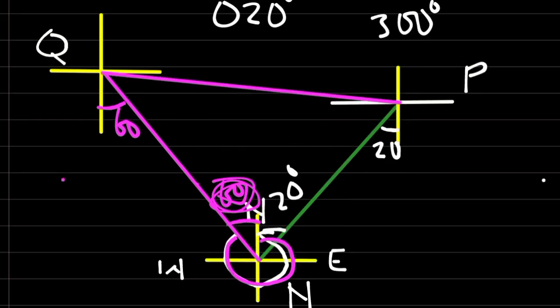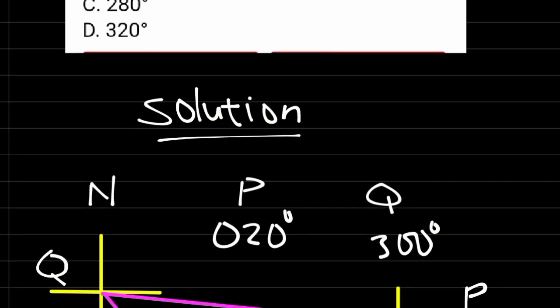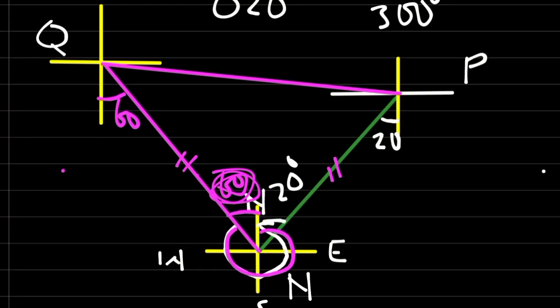This is our diagram, but don't forget the question says that point P and point Q are equidistant from point N. If P and Q are equidistant from point N, what that simply means is that PN is equal to QN. And if we have that, it means that we have what is called an isosceles triangle. The base angles of an isosceles triangle are equal. Let's call here alpha. Definitely here will also be equal to alpha.